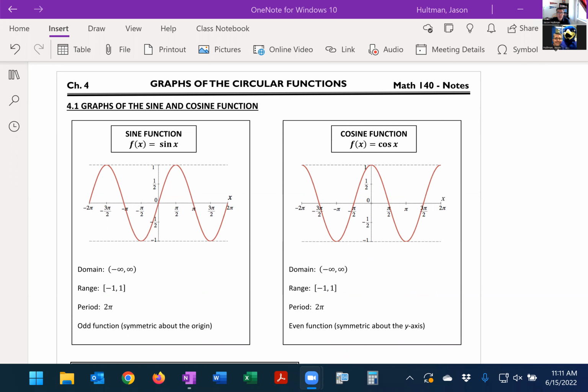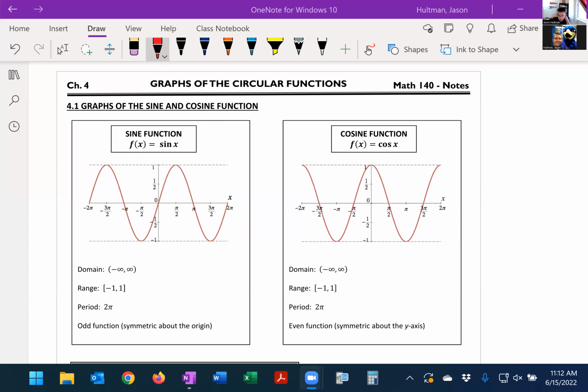The sine function starts at 0, 0, goes up to pi over 2, 1, and then down to 0 at pi, and then at 3 pi over 2, it's at -1, and then we're back to 0 at 2 pi. I'll put some reference points here, so you can see what I'm looking at.